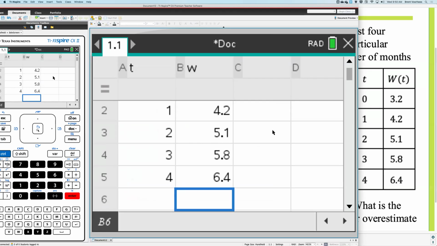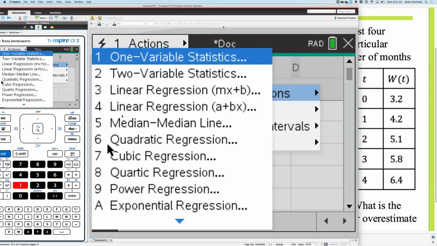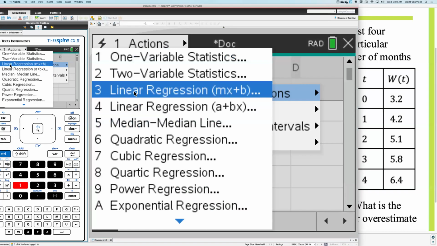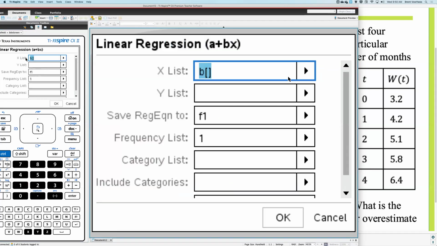And after you type in your data, we need to get to a regression. What buttons do we press to get to the regressions? Menu 4, 1. Now, this time, there are 2 linears. Which linear did they give us? Did they give us mx plus b, or did they give us a plus bx? So choose that one. A plus bx. What do we put for x list? What was our independent variable? T. And we titled our y list W.